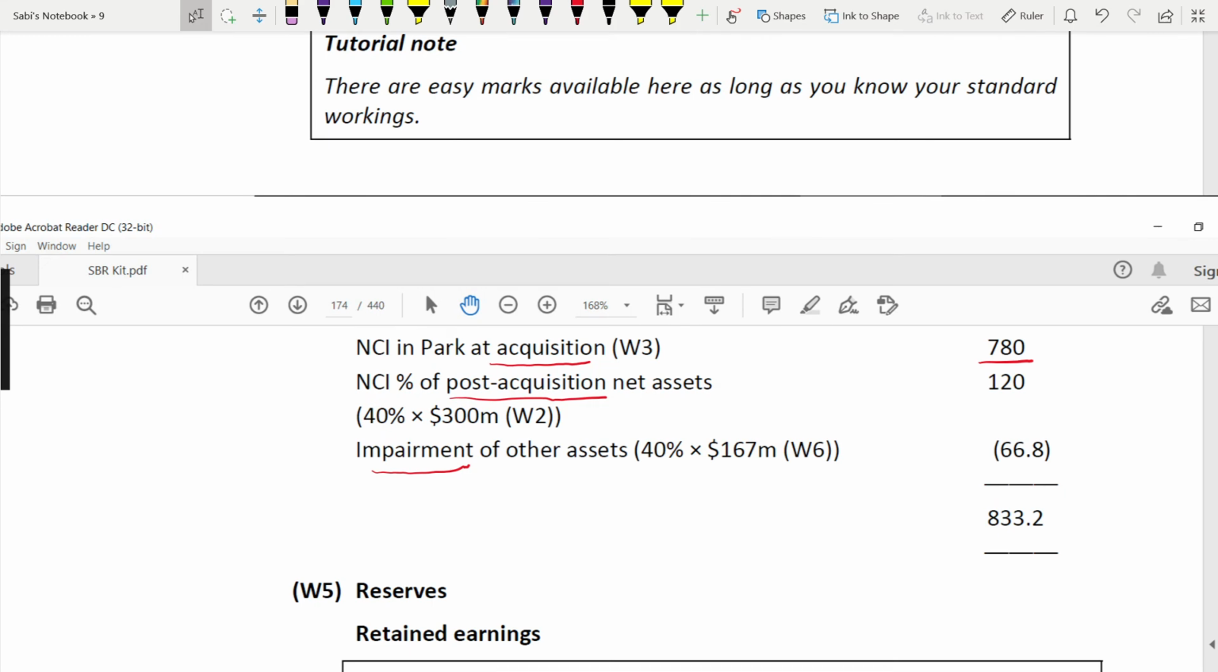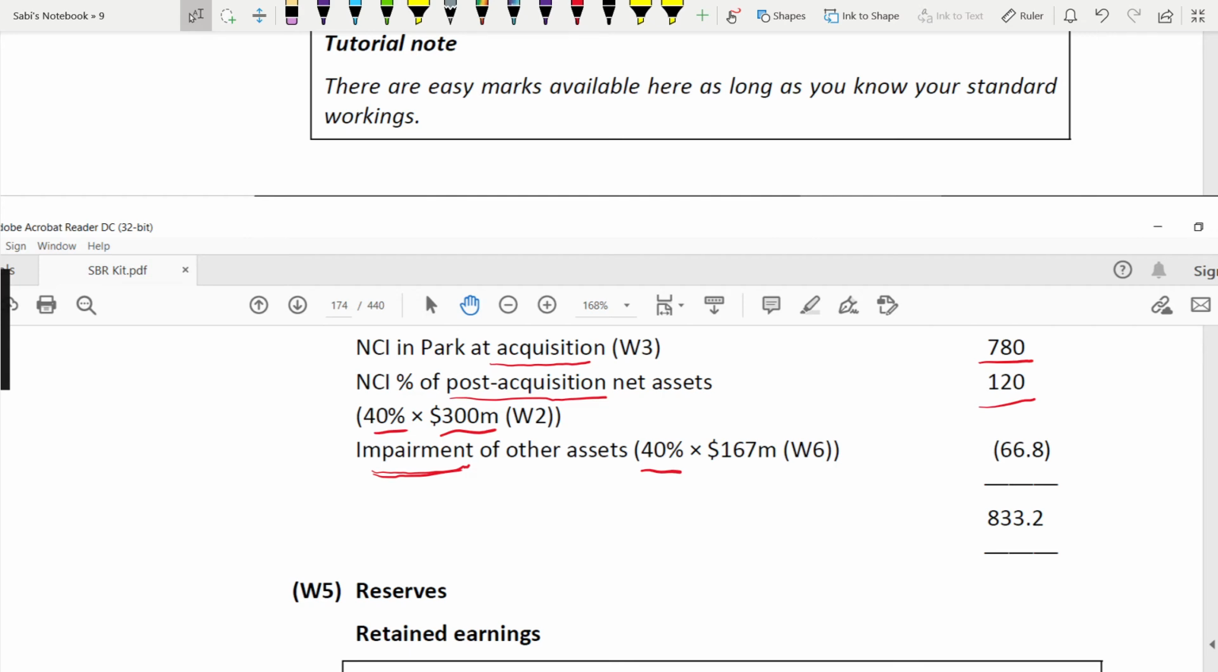This is the basic format for calculating NCI. At acquisition, what is NCI? Then post acquisition, what is the NCI percentage of net assets, right? So what was the net asset? Post acquisition net asset. That means from the acquisition to the reporting date, how much net asset increased? 300. And out of that only 40% will go to NCI, so 120. You add and then you deduct impairment. Because you have calculated goodwill, now you can calculate the impairment on that, because you needed to deduct NCI's share of impairment of goodwill and of other assets. Here also 40%.